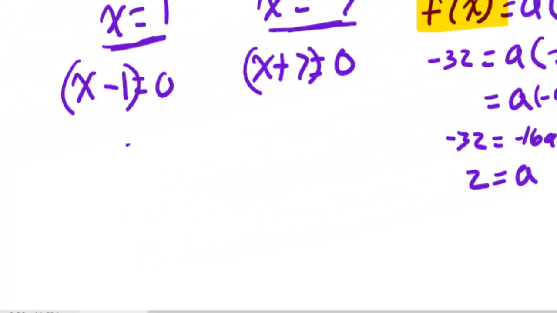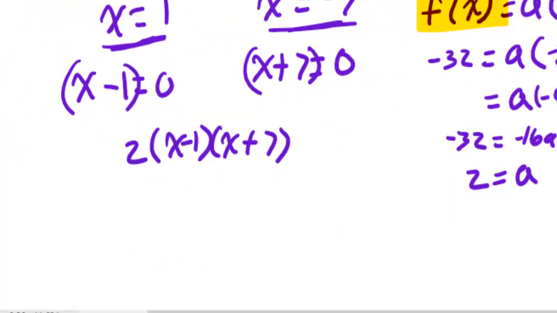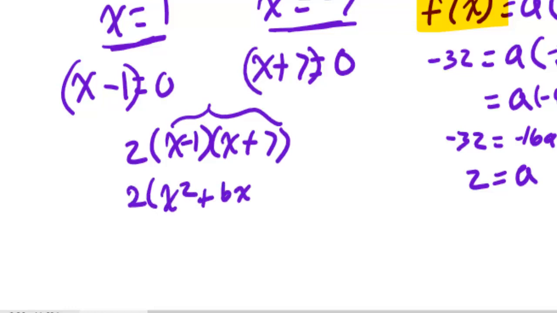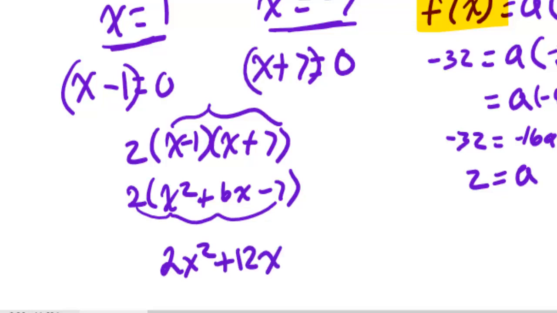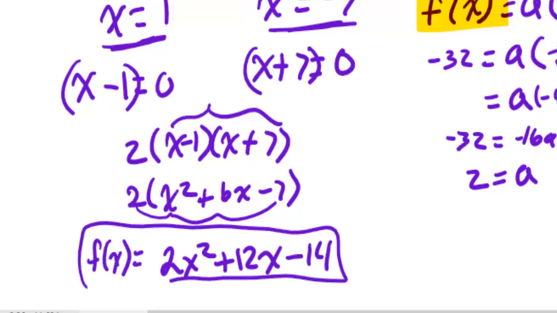So I'm going to rewrite that. 2 times x minus 1 times x plus 7. I'm going to FOIL this out first. So 2 times x squared plus 6x minus 7. And then distribute my 2 all the way through, and I get 2x squared plus 12x minus 14, and then I just put my f of x back on there, and there is my function.